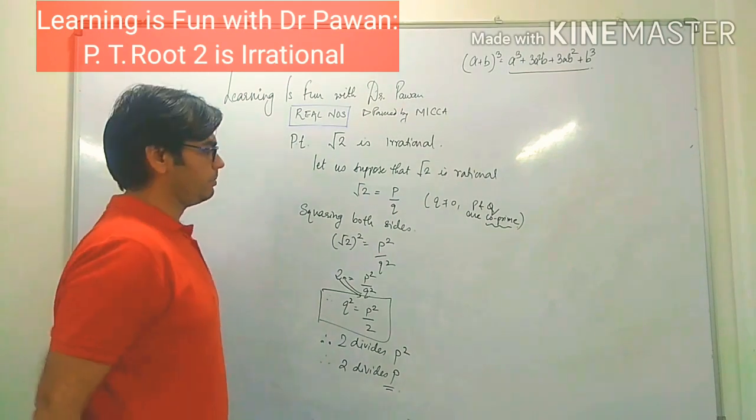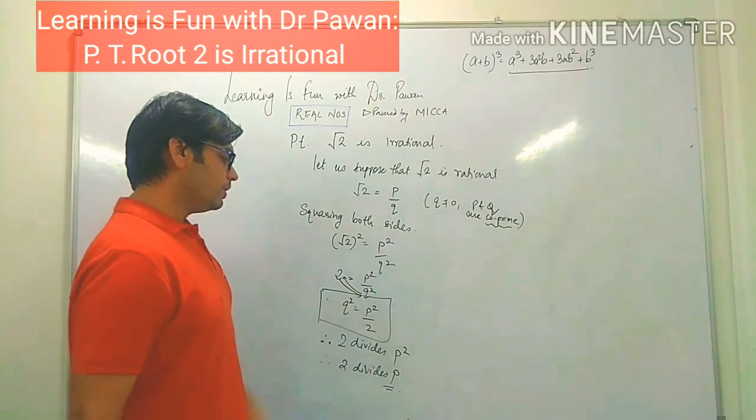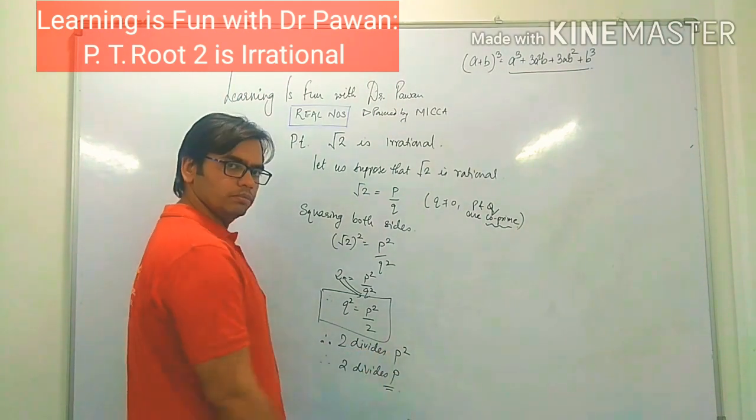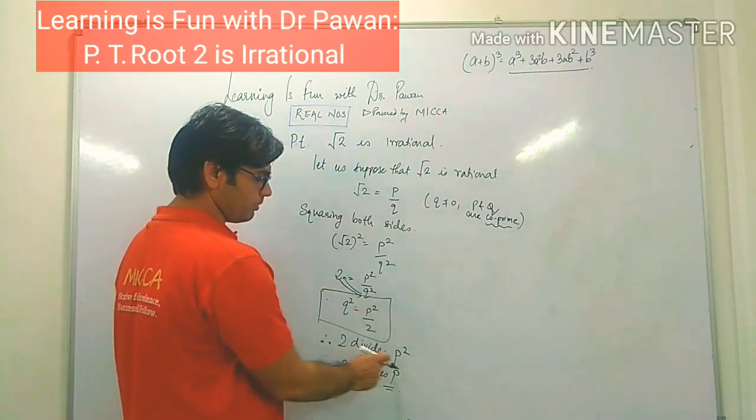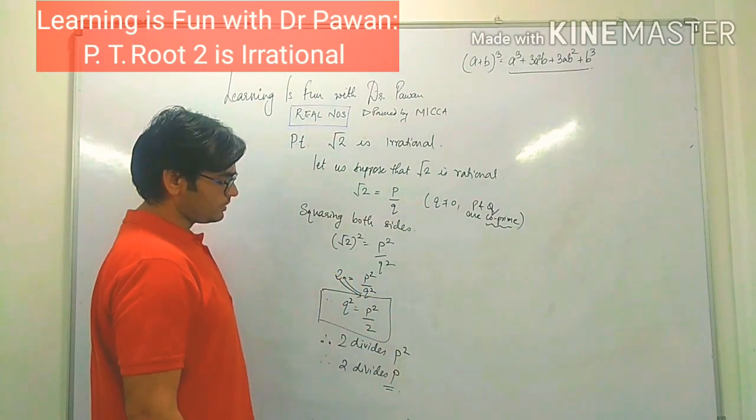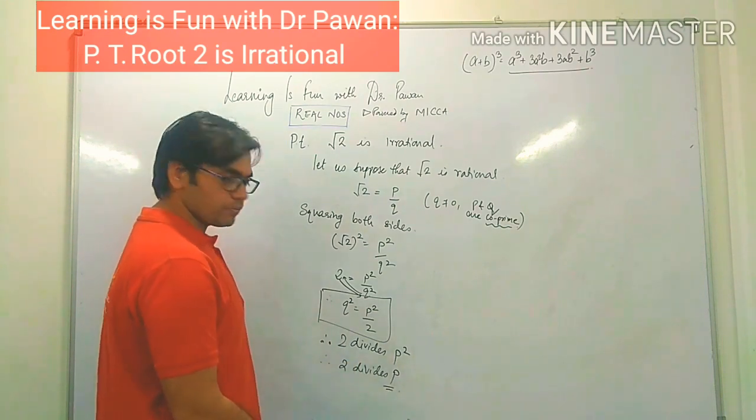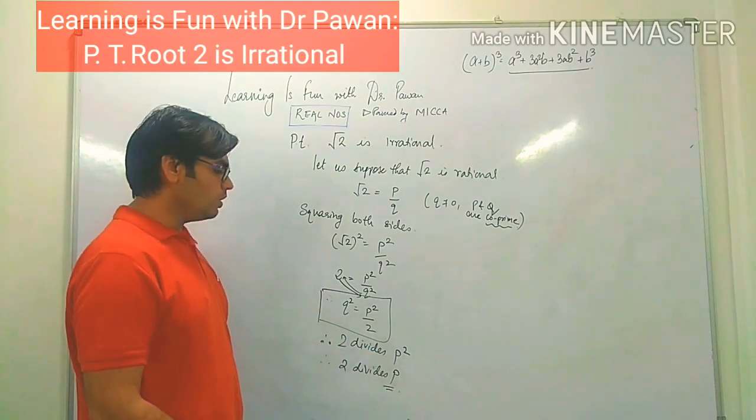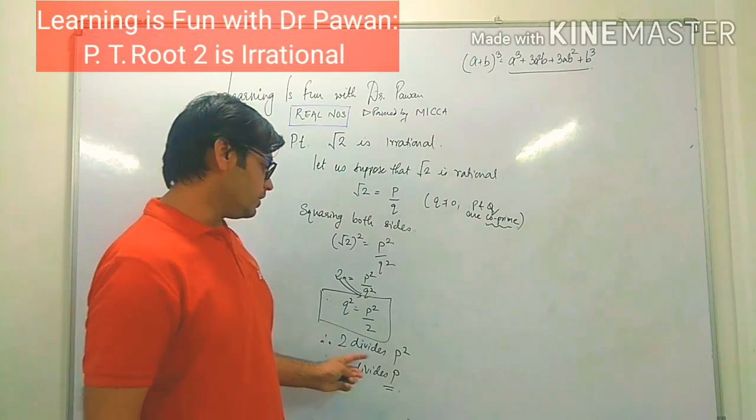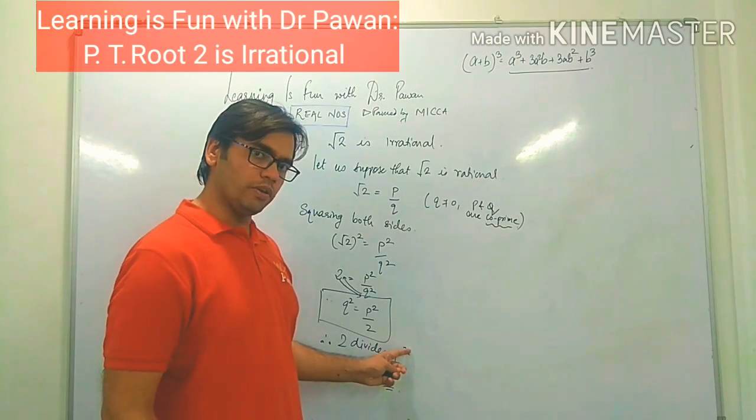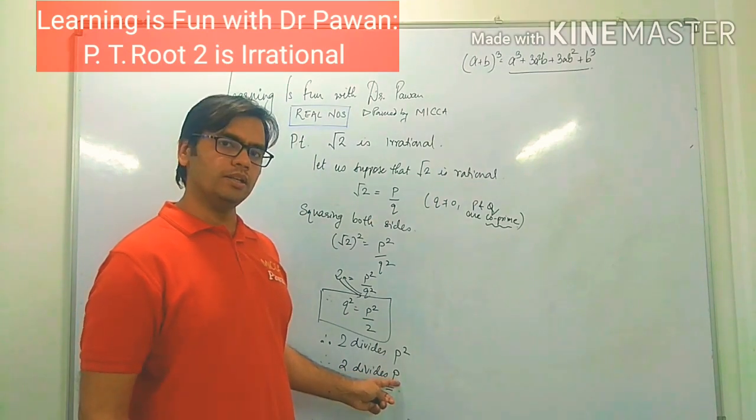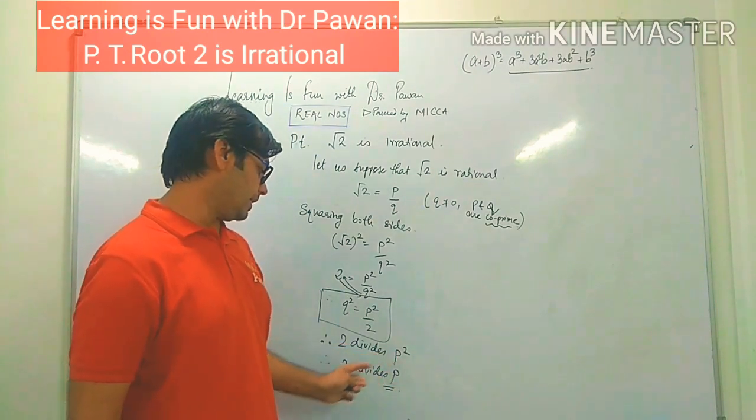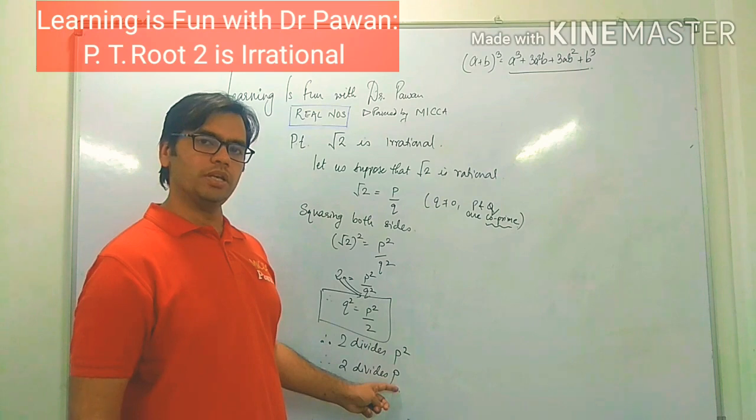p. Let us take an example. Let us say that this is 4. So 4 square is 16. So 2 divides 4 square, which is 16. Now if the number is 4, 2 also divides 4. So if a certain number divides the square of another number, that number also divides that number. So 2 divides p square, hence it also divides p.